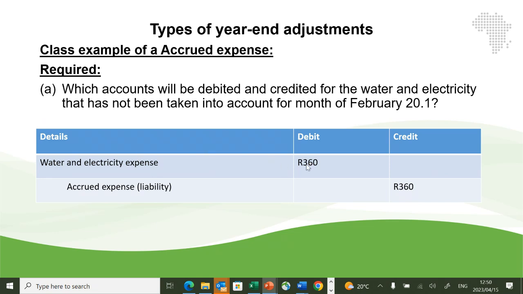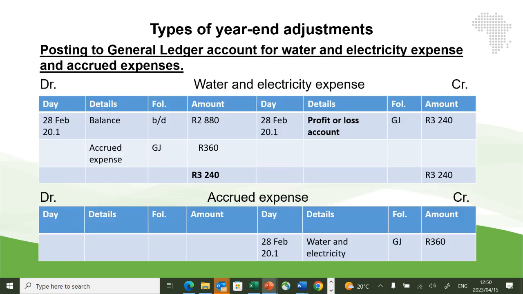So we need to add that 360 to what? We're going to go to the debit side of water and electricity expense. We put that 360. When we debited water and electricity expense, what did we credit? We credited accrued expense. That's what we're going to write under our details. So if you add these two, 2,880 plus 360, you get 3,240.